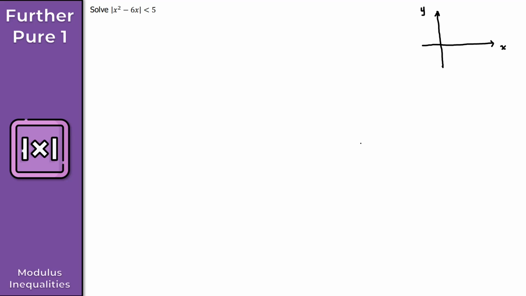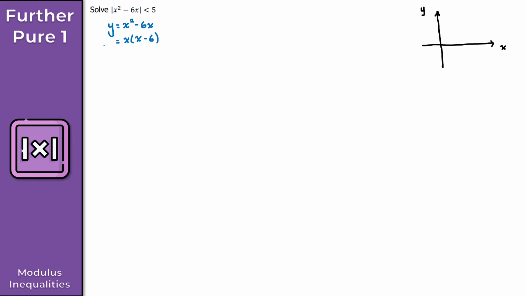So the question here then is, what do we actually want to sketch? Well, what we want to sketch here is y equals the modulus of x squared minus 6x. We also want to sketch y equals 5. If I do this here in different colors then just to make it clear. So to sketch the modulus function here, let's just consider y equals x squared minus 6x. Clearly on the right hand side here, we can factor out an x. So I get x times x minus 6 like so.